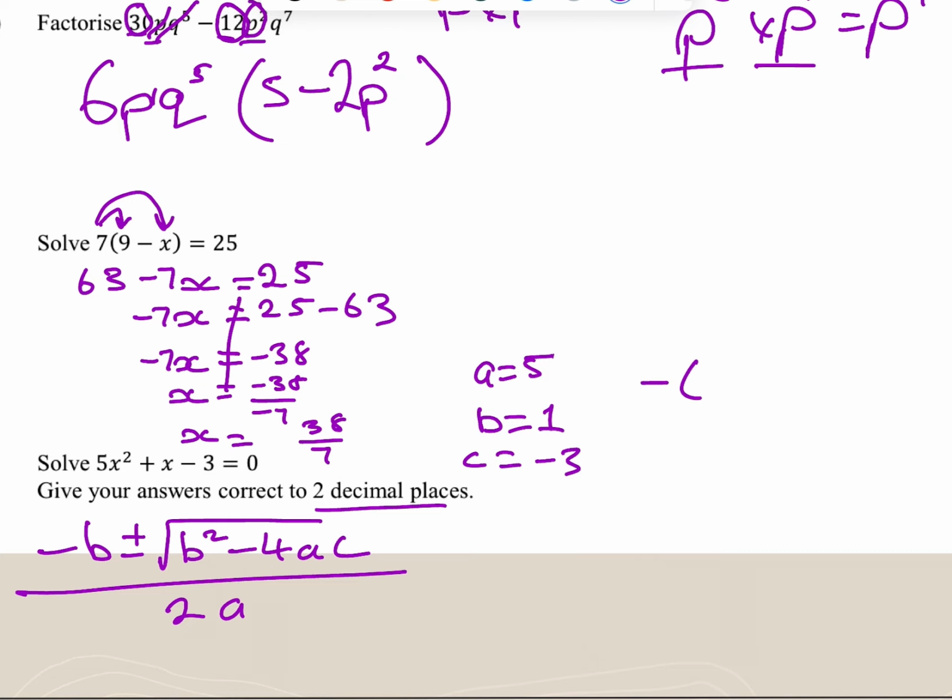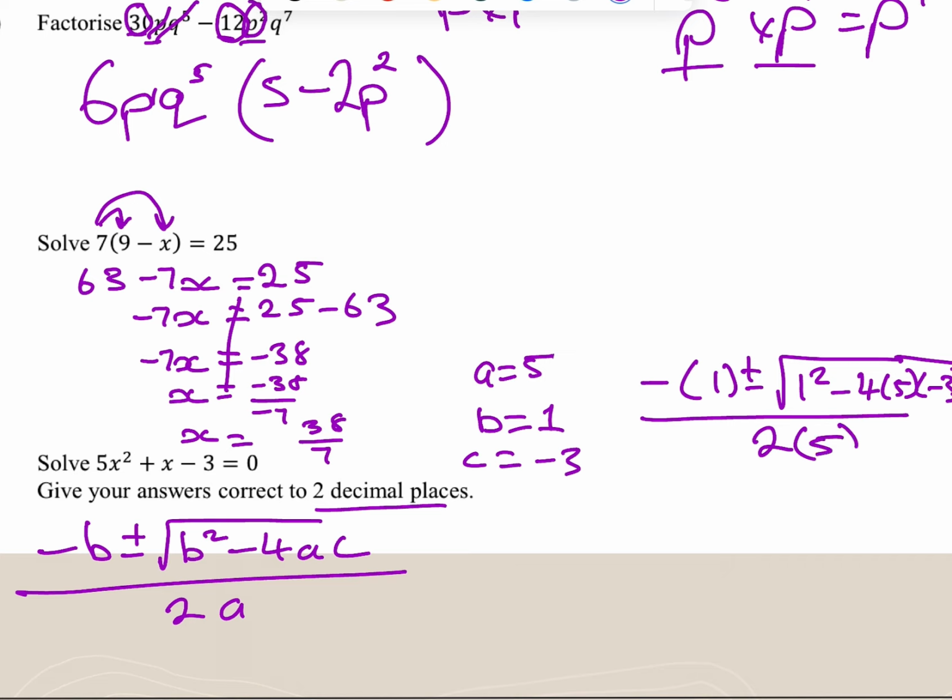So negative 1. And then we're going to have to do plus or minus the square root. Let me put this in a bracket first. So minus 1, plus or minus, and then we're going to have 1 squared. Sorry, forgot my square root on my calculator. Then we're going to have minus 4 times by 5 times by negative 3, all over 2 times by a, which in this case would be 5. So we've got negative 3 on the bottom, 2 times 5.